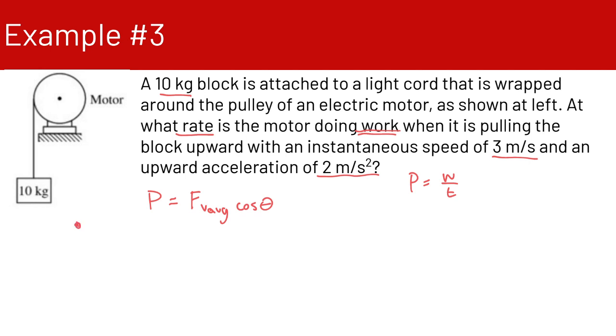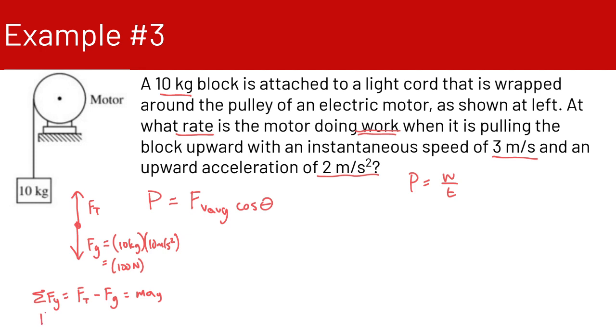So let's draw a free body diagram here. We've got the force of gravity acting on the 10 kilogram block, so that's 10 kilograms times g, which is 10 meters per second squared. That gives us a force of gravity of 100 newtons. And then we have the tension force, which is pulling up on the block, which we don't know yet. If we do the sum of forces in the y direction, we have our force of tension minus our force of gravity, and that's equal to mass times acceleration in the y direction.